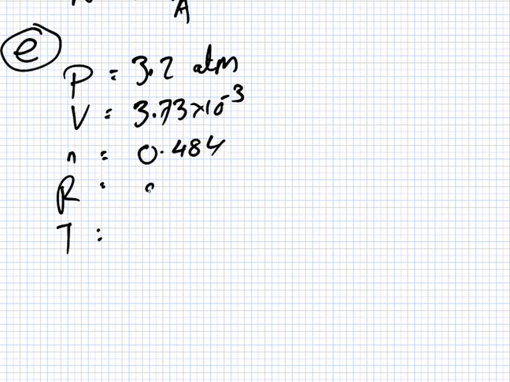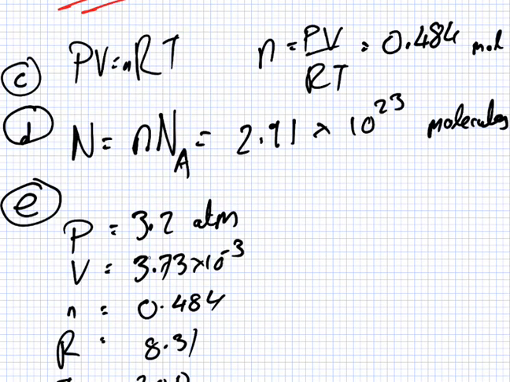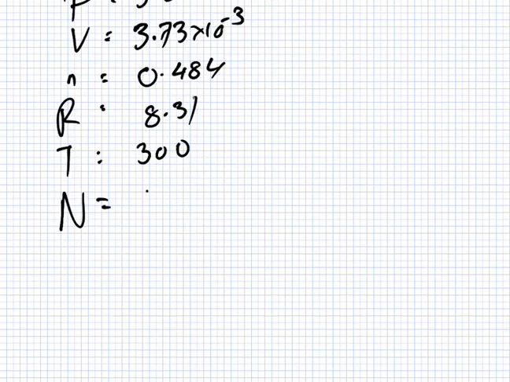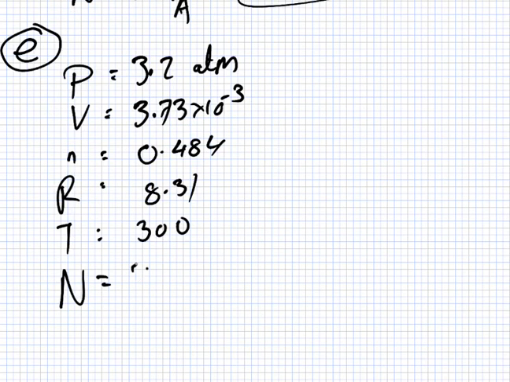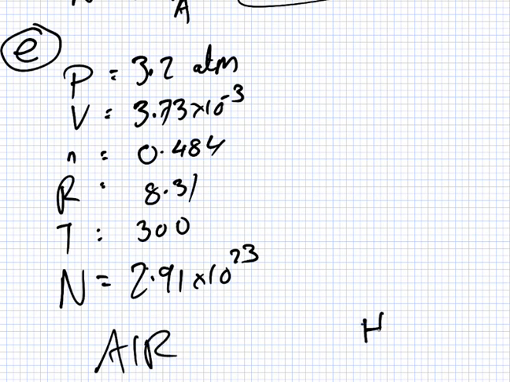0.484. Okay, and the R is 8.31 and the T is 300, and the big N was, what was it? 2.91 times 10 to the 23. Okay, and this is with air. Now what they do is replace it with hydrogen.